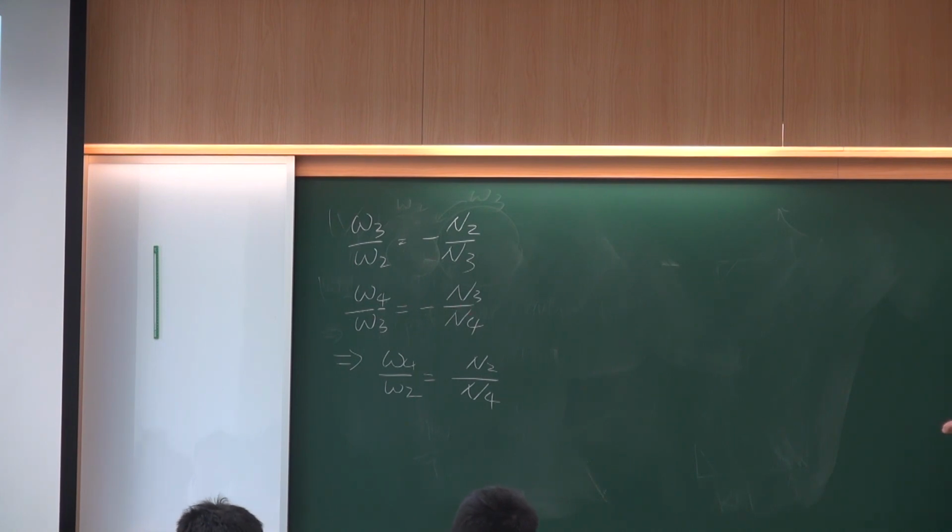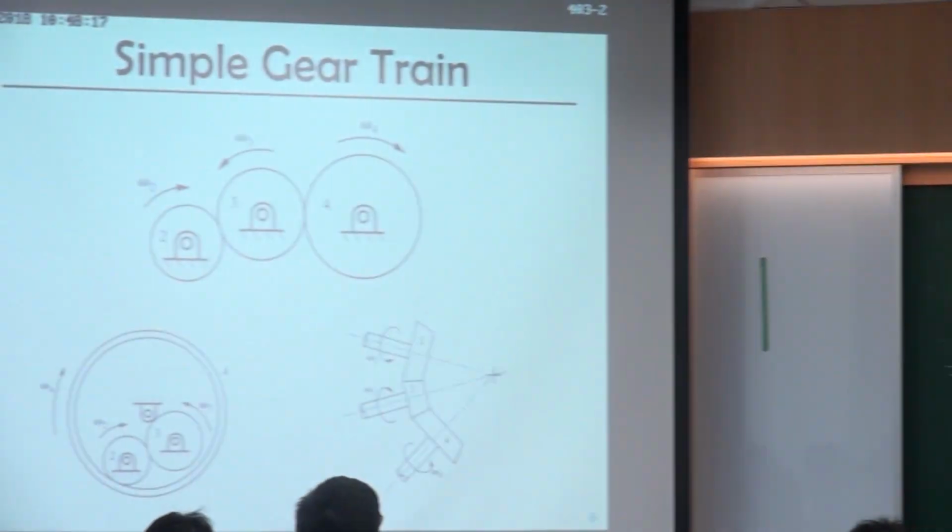And right now we want to find the relationship between the input and output. So the output, omega 4 over omega 2, you just multiply these two together. If you multiply these two, you'll find N3 will just disappear. So you only have N2 and N4 remaining. Actually, the teeth number of this one is not important.